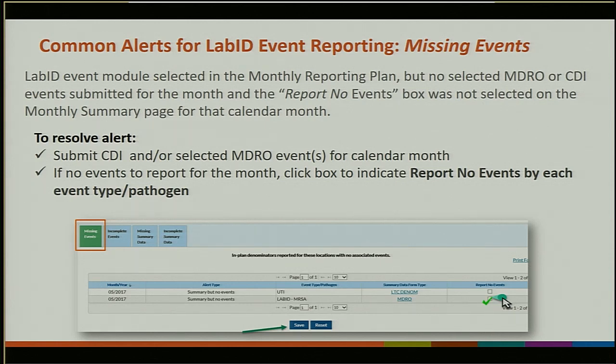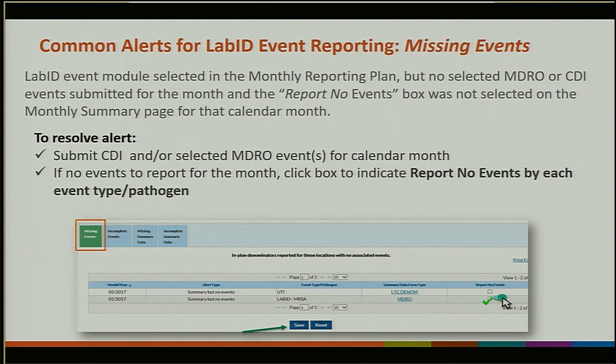So to resolve this alert, you would go to your missing events. You click that. It tells me here I have 2 missing events. So we want to look at the LabID and see we just didn't report events.